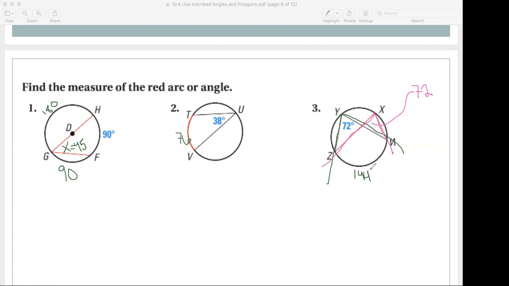I didn't necessarily have to say this was 144 to know this was 72. In fact, I could have just said, oh wow, look, they're intercepting the same arc. If this is 72, this must be 72. So that's the idea of the theorem. It can make it quicker for you if you see it, but it's not one you have to memorize because there's always a workaround.